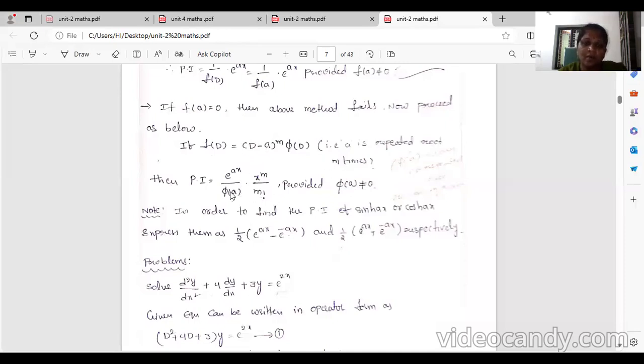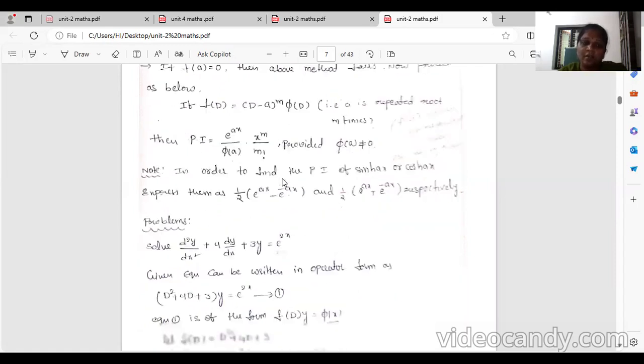Here e power ax by phi of a means, whenever we substitute D equal to a, the factor is not equal to 0, the term is phi of a. And whenever we substitute D equal to a, the factor is 0, how many times that factor is repeated, that is m. So x power m by m factorial. Or we can use the L'Hospital rule also. L'Hospital rule means at a time differentiate numerator and denominator.